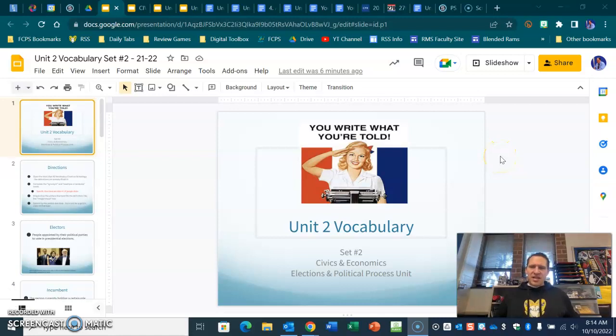Mr. Burns here, and we're going to talk today about the second set of vocabulary from Unit 2, Political Process. This is going to cover the second half of the unit. So we're going to look at things like the Electoral College and gerrymandering. We're going to look at the role of the media in the political process, as well as campaign finance spending here in this section. There's 14 words, so it's a little bit shorter than the last section.